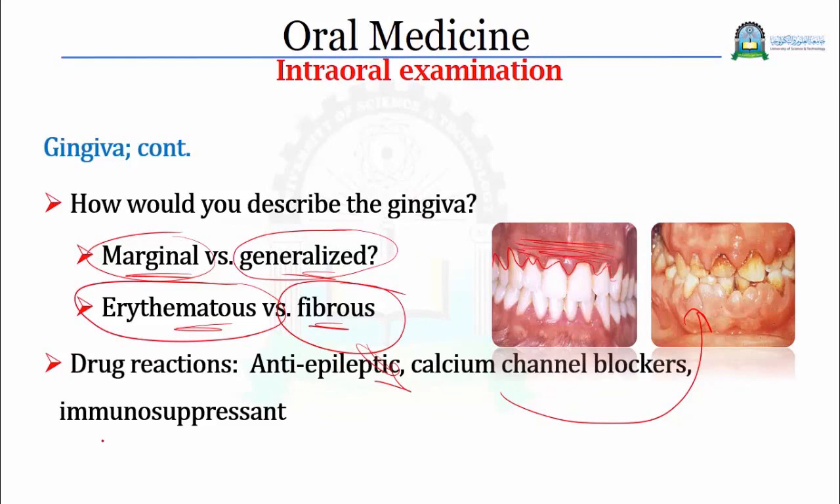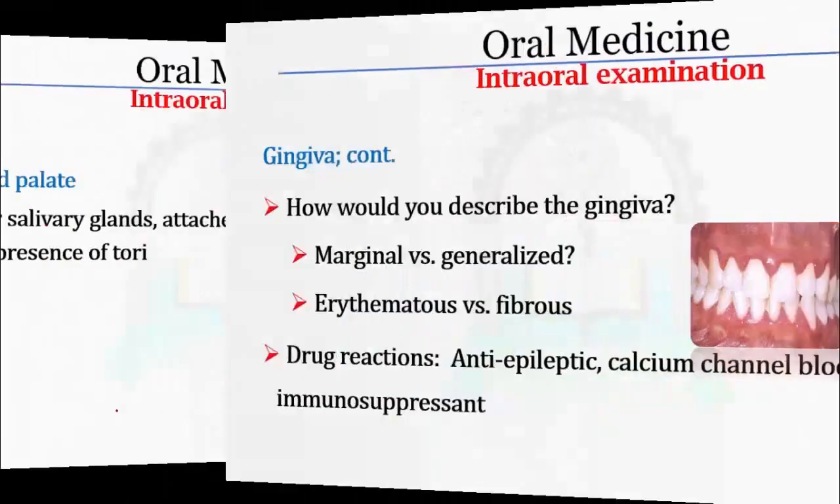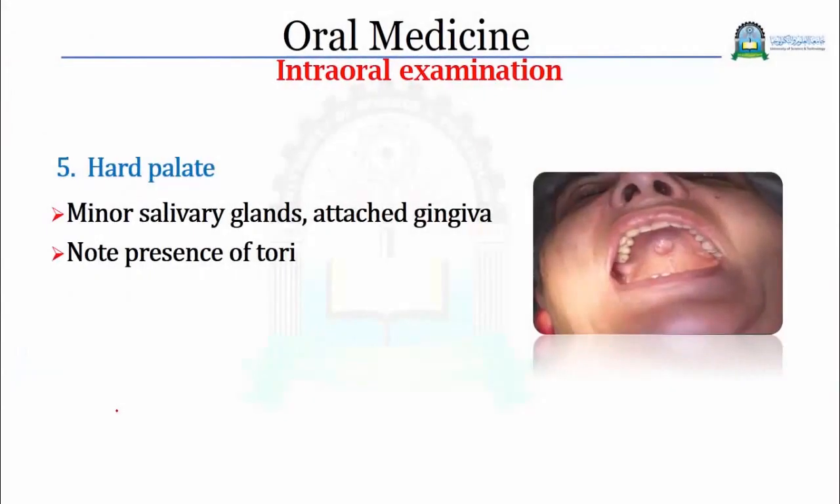Also, the gingiva might be exposed to the side effects of drugs used for systemic conditions, such as anti-epileptic drugs and calcium channel blockers, and also immune suppressants. Some of those drugs are related to gingival overgrowth and some to erythematous gingivitis.